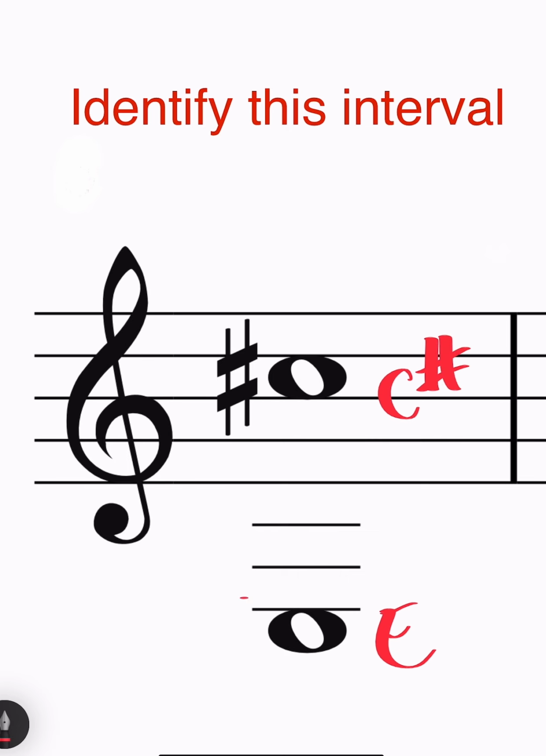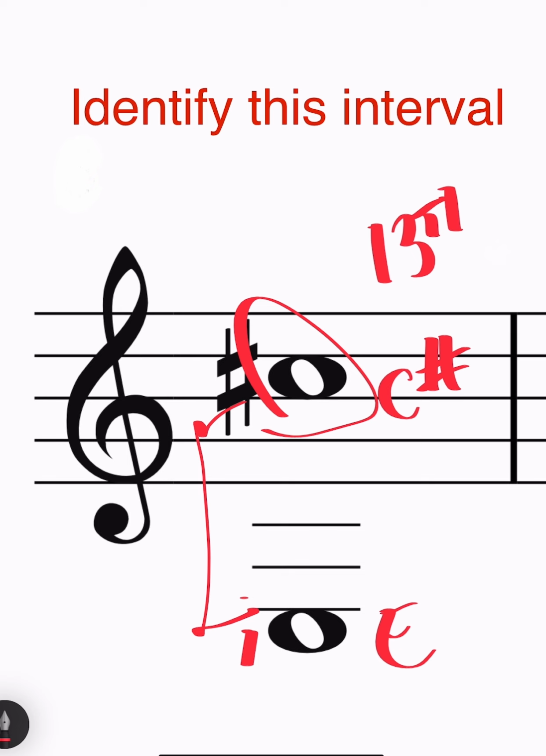Now, we have a really wide interval here. It's beyond the octave. So you can figure out the interval by doing the typical thing where you label the lower note as 1 and just count all the way up. If you do that, what you're going to find out is that this C sharp here is a 13th above the E, okay?